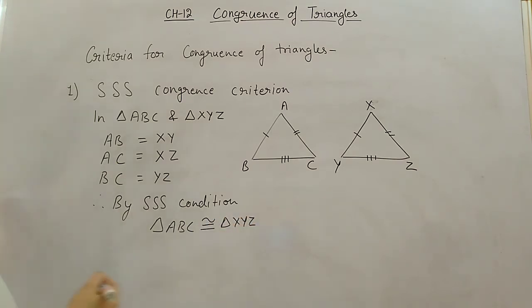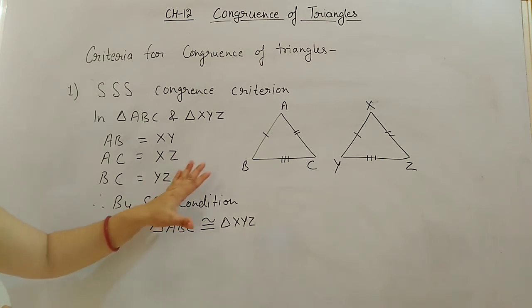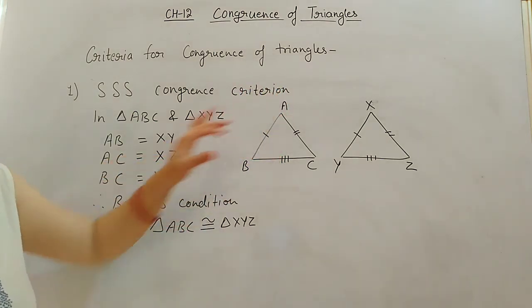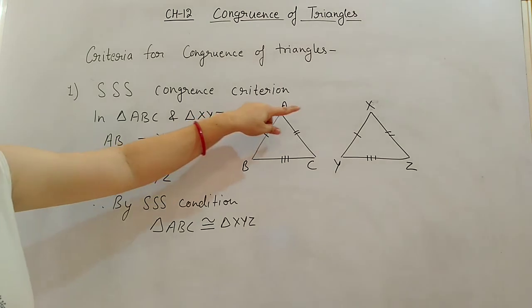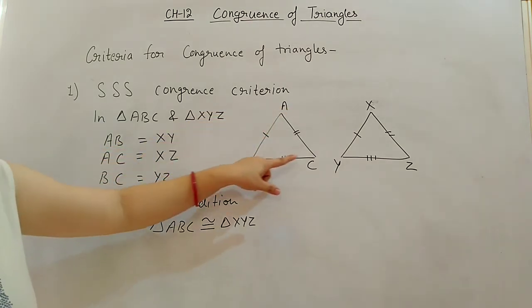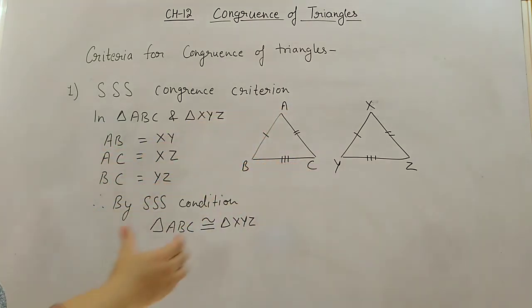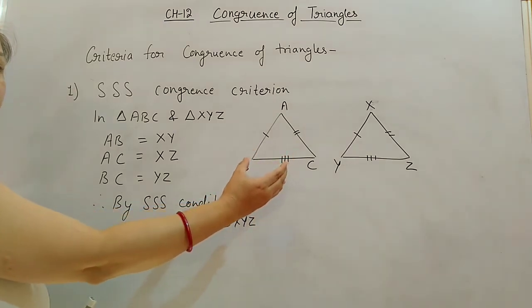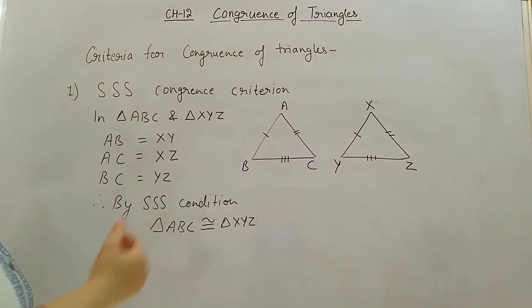And when you are writing this last step, please write carefully. You have to see which point will correspond to which point. So here A is corresponding to X, B is Y and C is Z. It means when you are taking this triangle and keeping it above the other triangle, which 2 points will come above each other, that you have to write in the same order. So this is the first condition of congruency.